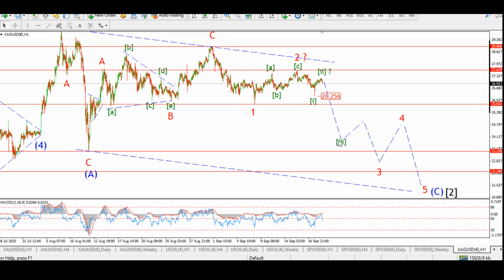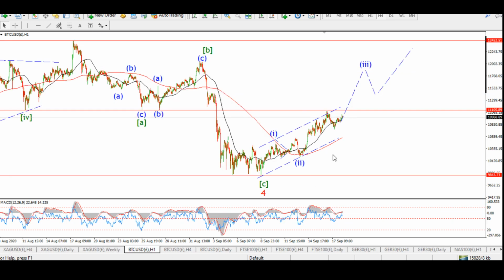And wave 3 here, that'll be wave 3 of C. So wave 3 would probably head towards the previous lows here at about 23, and we should find support there. Then we get a fourth and a fifth wave to complete wave 3 down. So next week again, looking lower into a C wave in silver.